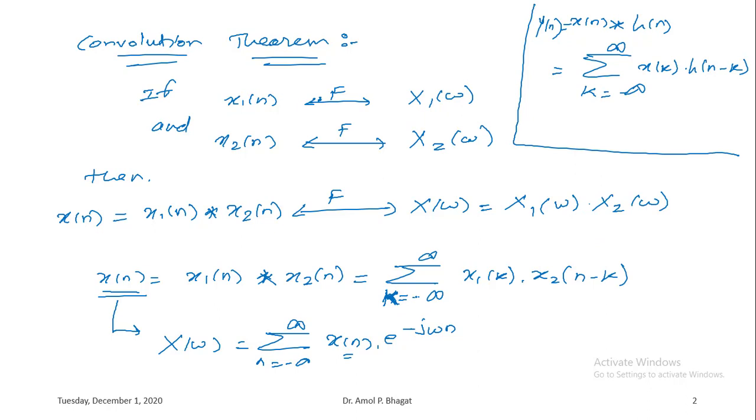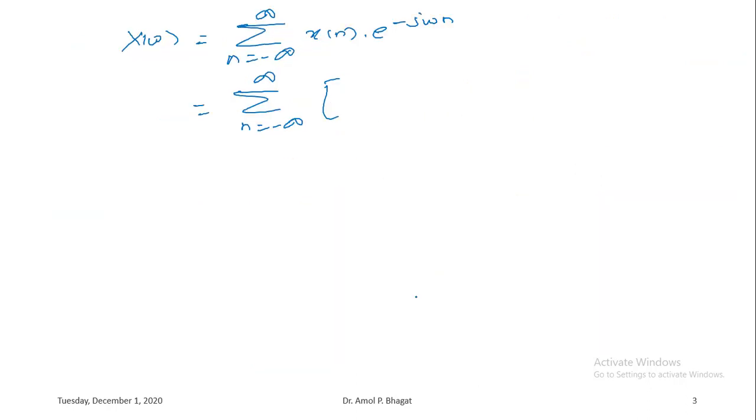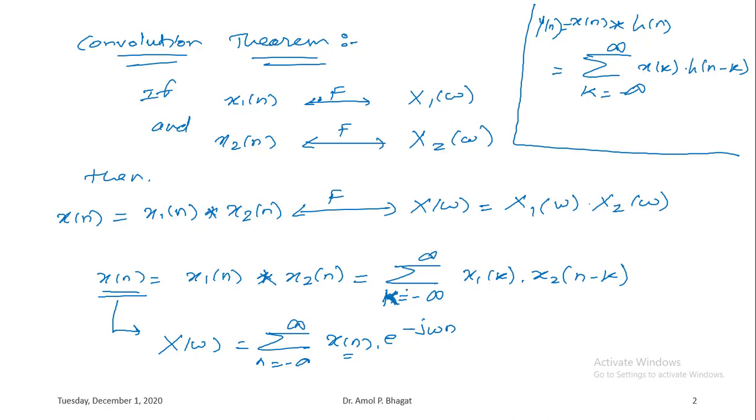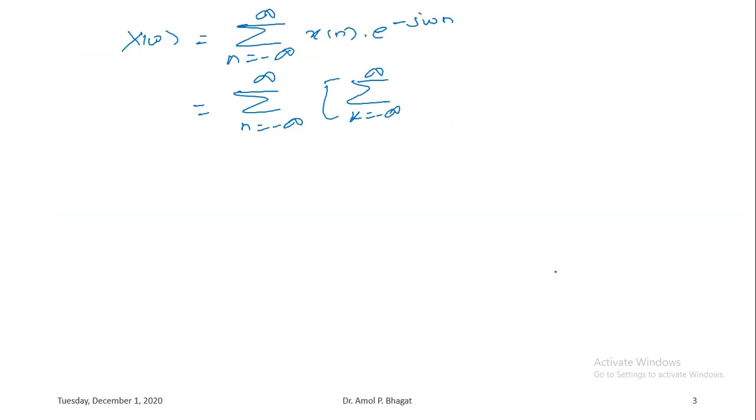So this summation variable is k here, so I'll just write out here summation k is equals to minus infinity to infinity. In place of x of n, I'm substituting these values, that is k is equals to minus infinity to infinity x1 of k into x2 of n minus k, right? So x1 of k into x2 of n minus k, okay, into this e to the power minus j omega n will be as it is, so e to the power minus j omega n I will keep as it is, right?